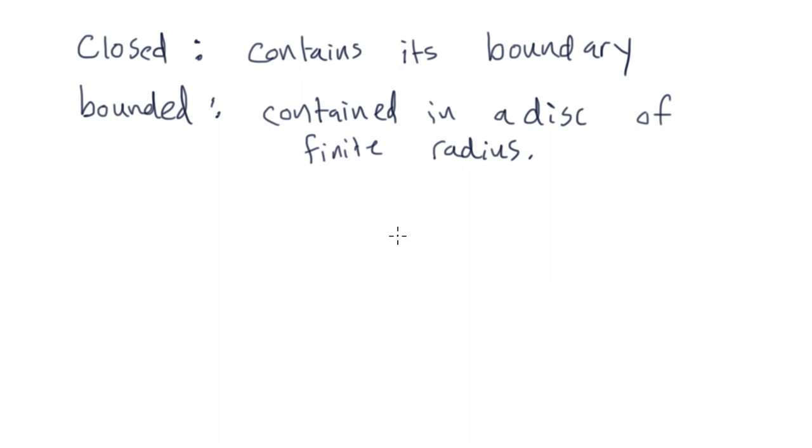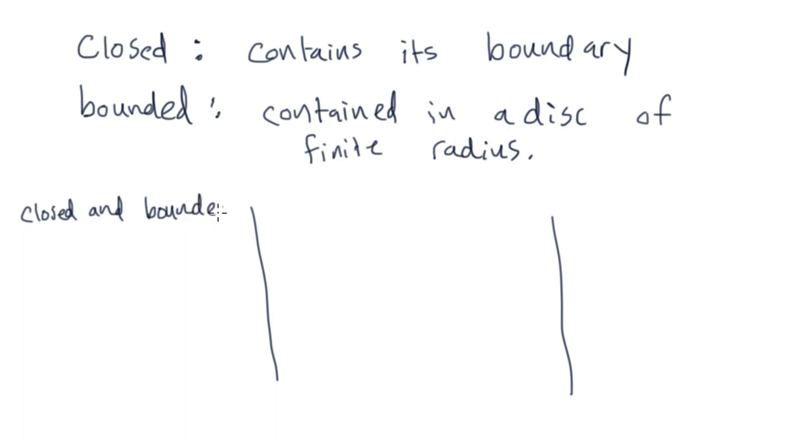I think the best way to understand this is just to look at three examples. Okay, so let's look at a region that is closed and bounded. That's going to be a region that contains its boundary. So here's its boundary, and I'm including its boundary. I'm not drawing it dashed. And of course, it contains everything in between. So that would be closed and bounded.